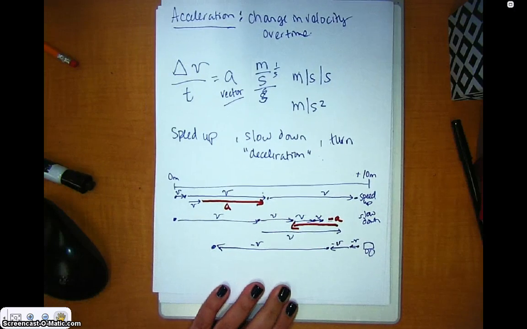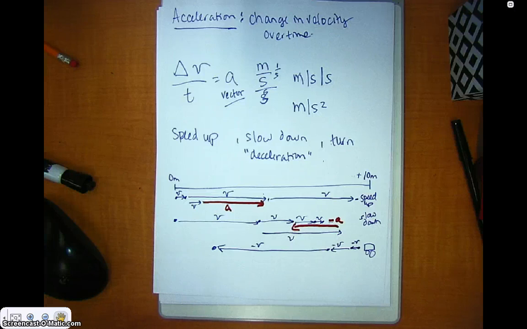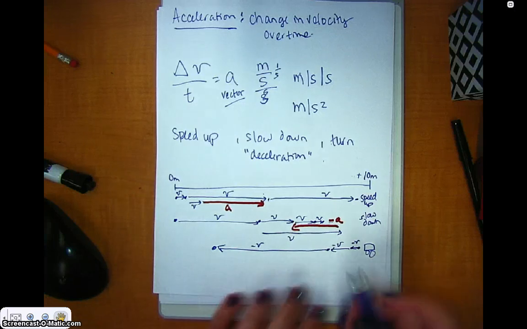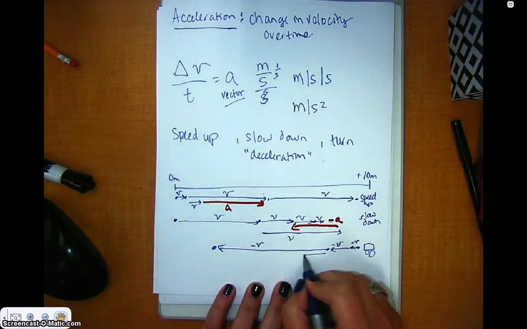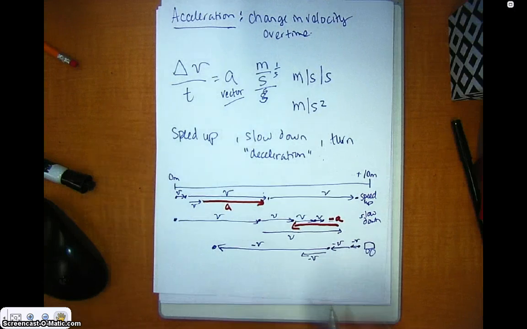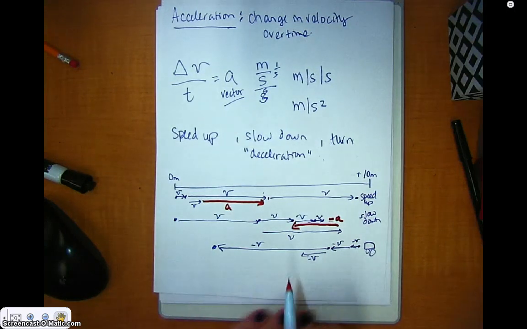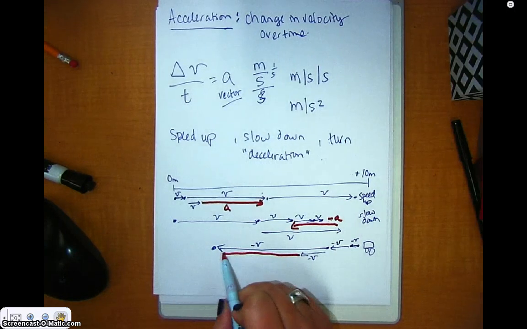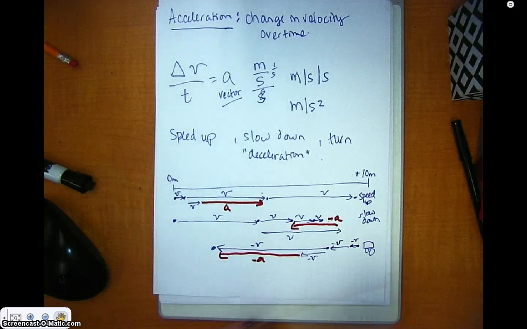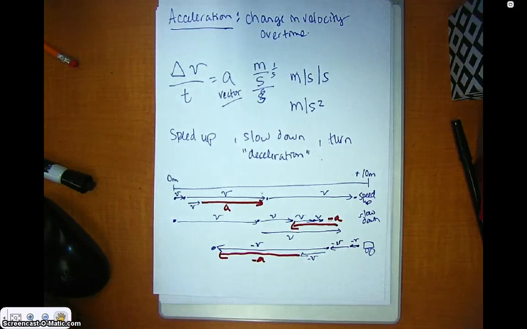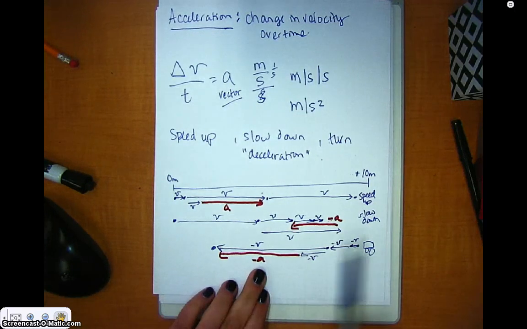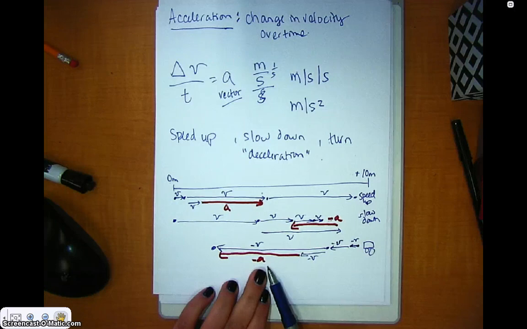In this case, you're speeding up. However, you're speeding up in the negative direction. So in order to get more negative, if I were to move this one down here, I would have to have a negative acceleration. But in this instance, because I'm going backwards, this negative acceleration is no longer slowing down, but it's speeding up.